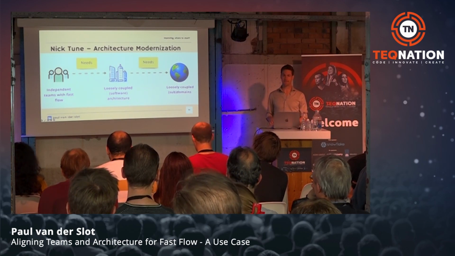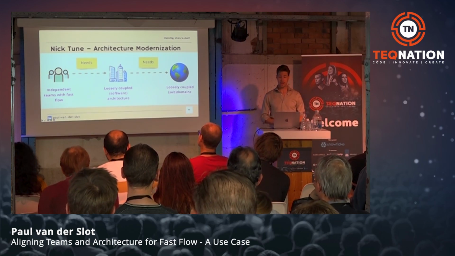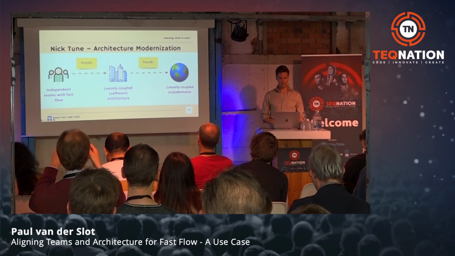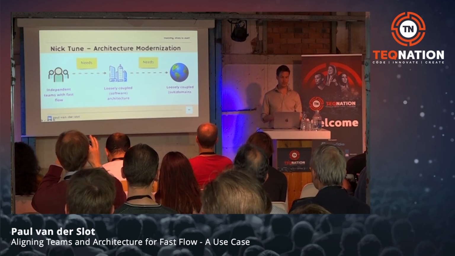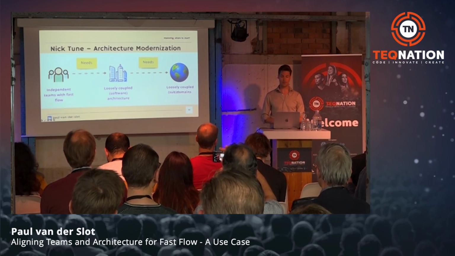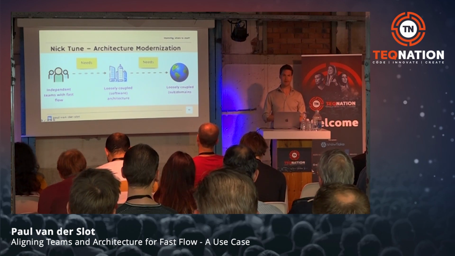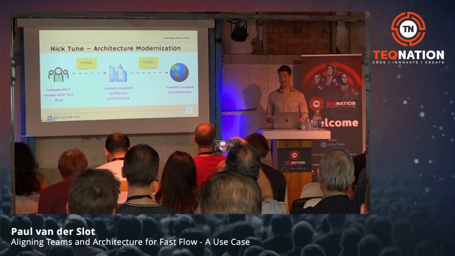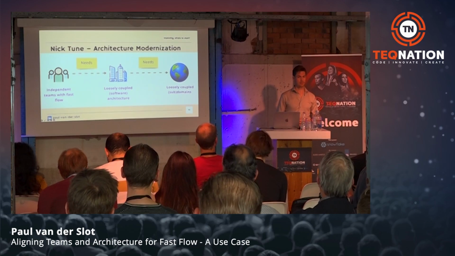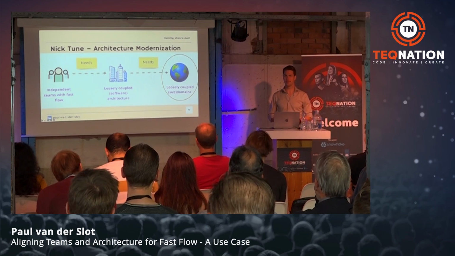And I would like to explain that by this picture from the book of TEQnation, Architecture Modernization, which is a great book, which will help you get from legacy software towards fast flow. And what TEQnation states is that if you want to achieve independent teams with fast flow, you have to start at the right with loosely coupled subdomains. And if you have loosely coupled subdomains, it might be easier to create loosely coupled architecture. And from that, if you map your teams onto that architecture, you can also have independent teams with fast flow.